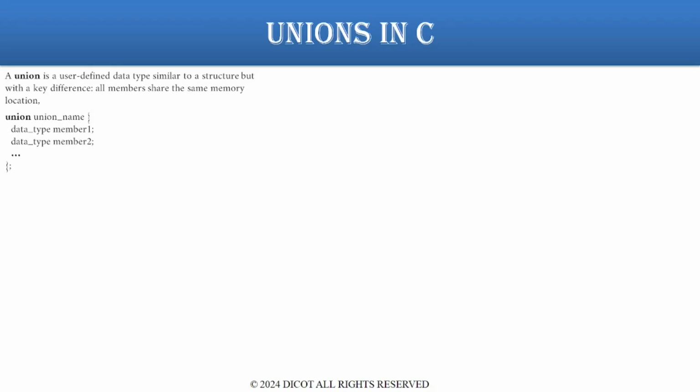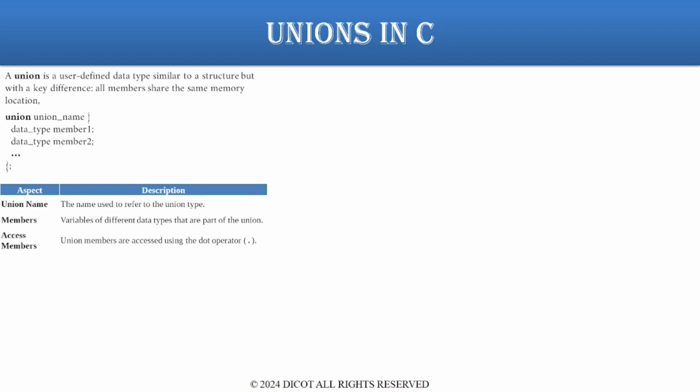The syntax is union, union name, followed by the body of the union, enclosed in curly braces. We have member 1 of data type 1, member 2 of its own data type, etc. Now let's see the terms. Union name, the name used to refer to the union type. Members, variables of different data types that are part of the union. Access members, union members can be accessed using the dot operator, similar to the way structure members are accessed.